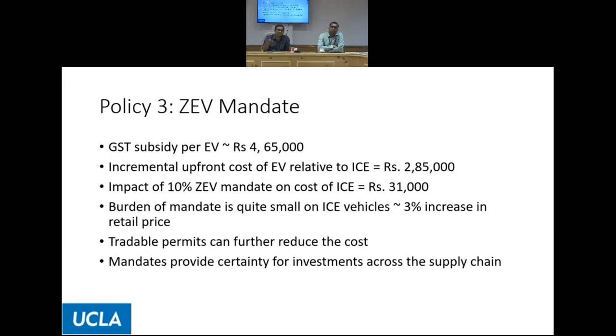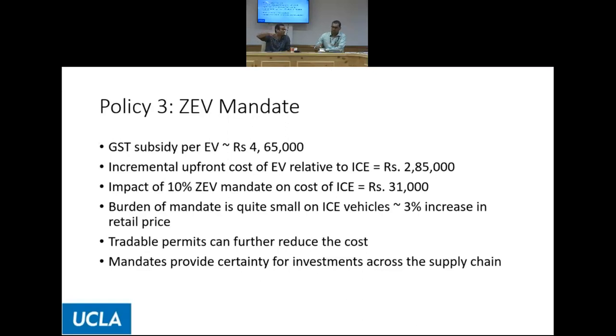Otherwise, I think the industry is going to oppose tooth and nail anything. That's the challenge to figure out for policymakers: how do we sell it? And we have to be very careful. We are not talking about a 100% mandate. We should start small, 5%, 10%, and build it up so that it's manageable. We should not say, okay, banning it in 10 years. That doesn't sound good. You start slow.